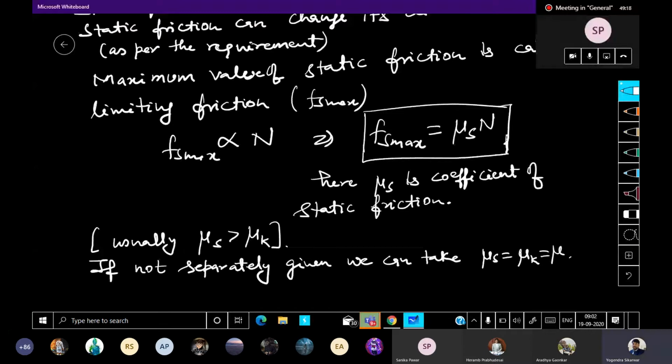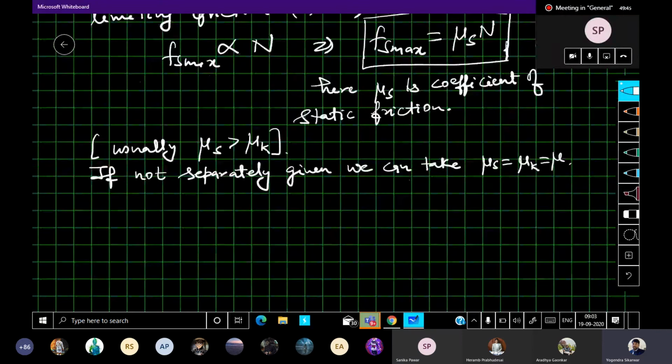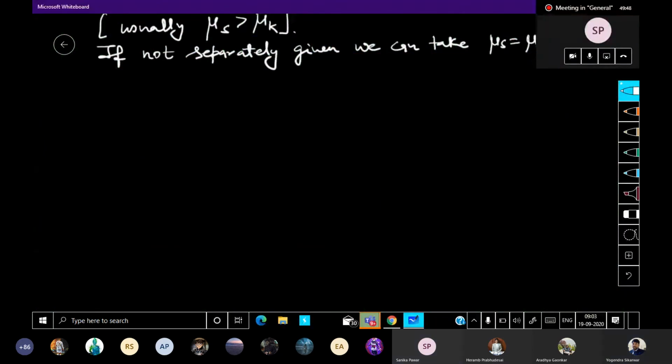All right. So to find static friction, we need to use mu K also? No, you need to use mu S, but if it is not given, then you need to use only mu which is given to you. So we just assume it is equal, if it is not given separately. Is that clear? Yes, sir.